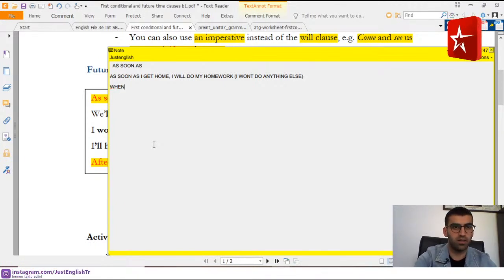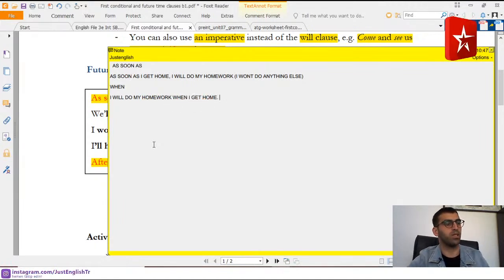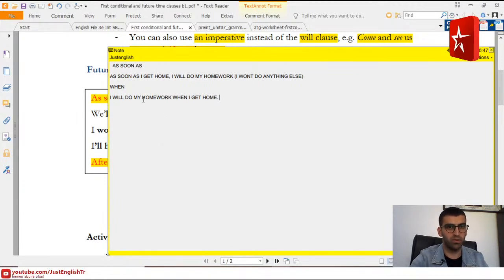But if I write when, for example, I'll do my homework when I get home. Here you can see the sentence with as soon as, and the sentence with when. So, as soon as and when. I'll do my homework when I get home. As soon as I get home, I will do my homework.